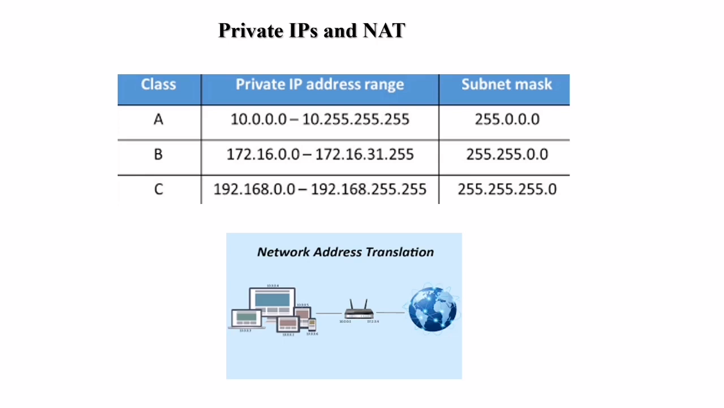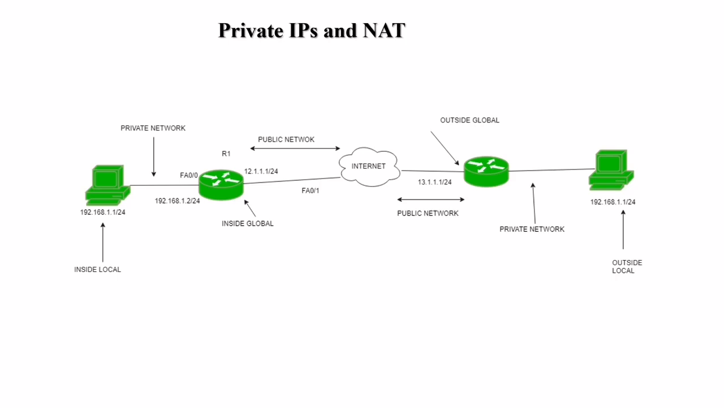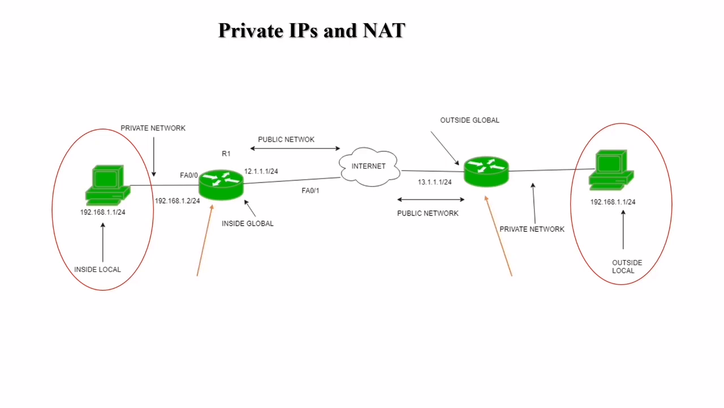Now we will explain and talk more about the NAT, or the network address translation. As you may see in the image, we have an inside local IP, which is 192.168.1.1, and we have an outside local IP, which is also the same, 192.168.1.1. There is no conflict among these two, because each one is in a different branch, in a different NAT part. They are hidden behind routers.